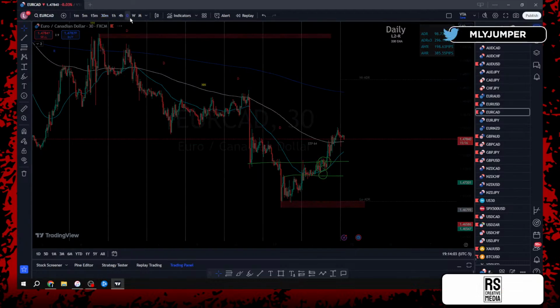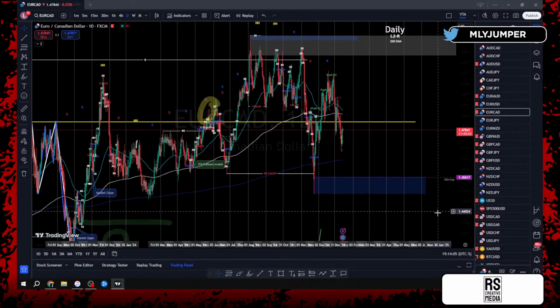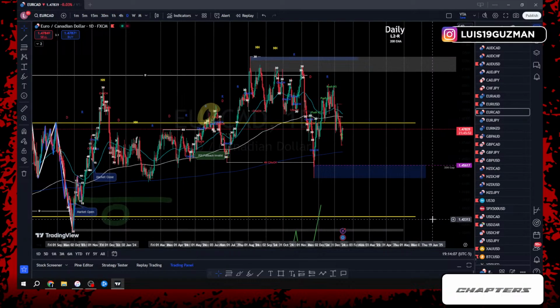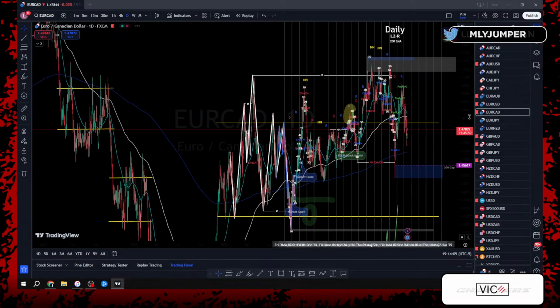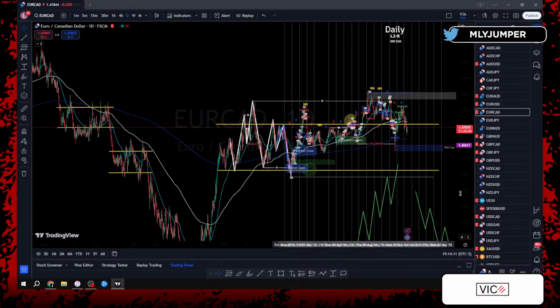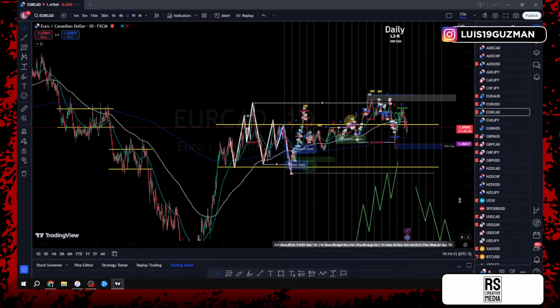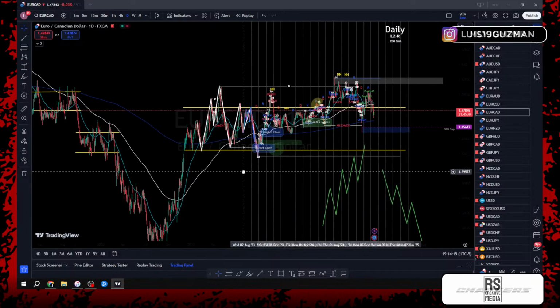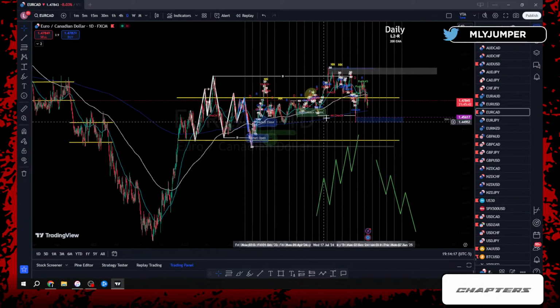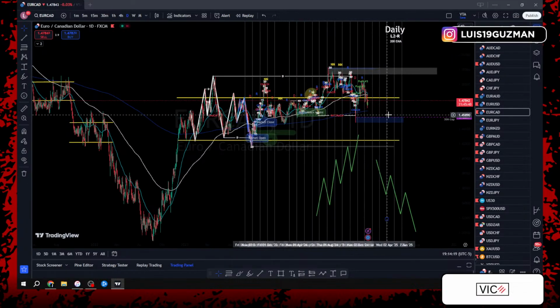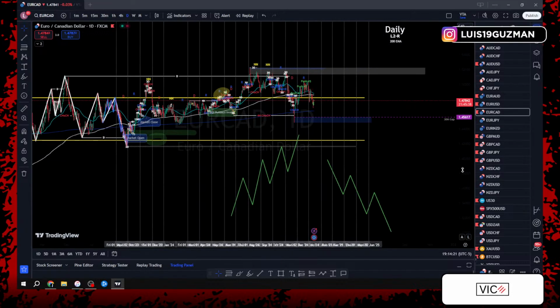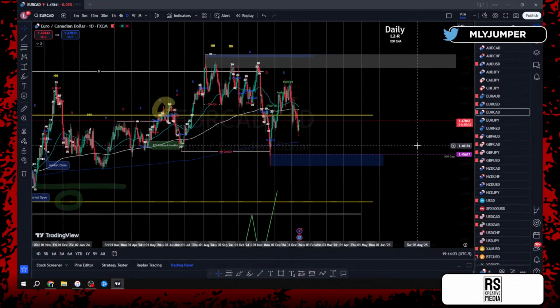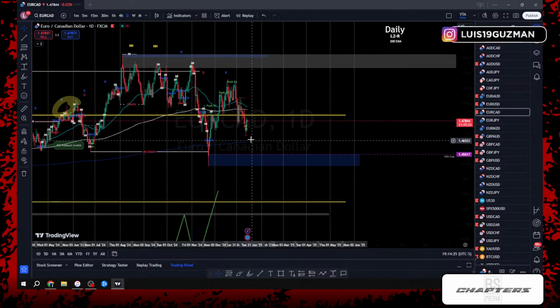EURCAD, and again, a lot of these pairs are moving very similar, so a lot of the explanations I give are pretty much the same as the last explanations. EURCAD, we're still in an overall market makers pattern uptrend. We still know that we have this gap at the bottom of the market. So I'm not going to be trading EURCAD. Once we fill this gap up, that's when I'll start looking to take a trade.